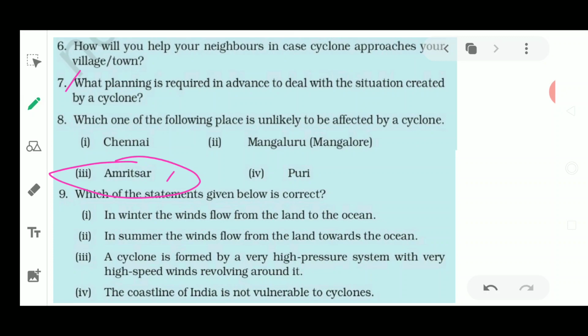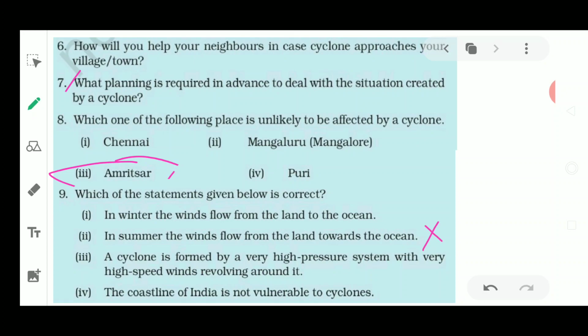Next is also again to choose the correct option. Which of the following statements is correct? First one: in winters the wind is flowing from land to ocean. So in the winter what happens? During winters the wind is blowing from where to where? It is blowing from land to sea. Why is it so? Please think over it. In summers the wind blows from ocean towards land because during the summers the land is heated up faster and the sea is heated up later. So the cold air from the sea is going to come from the sea towards land. So it is wrong.